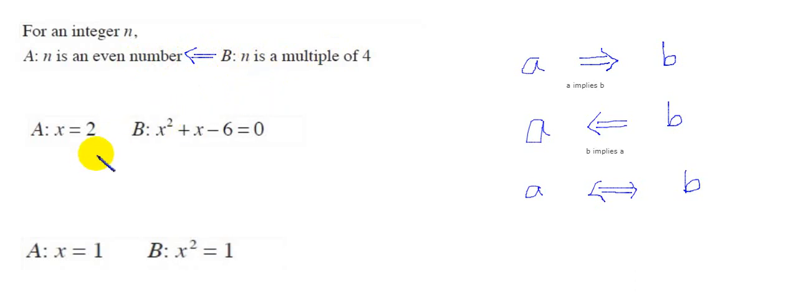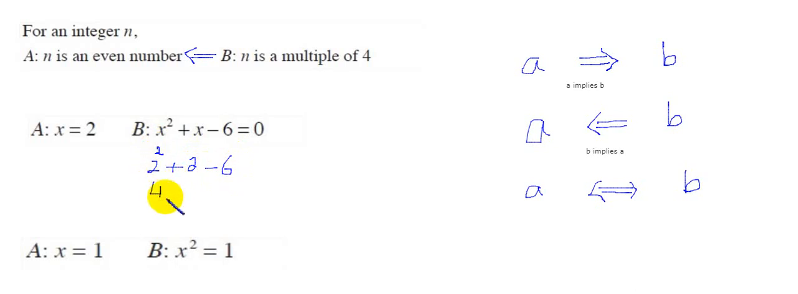Now the second question. In the second question it says x equals 2. So if x equals 2, we will put x in this statement and see what happens. Wherever you see x, put 2 instead of x. I mean, use the value of x and substitute it. So 2 squared plus 2, then minus 6, and let's see if it equals 0 or not.